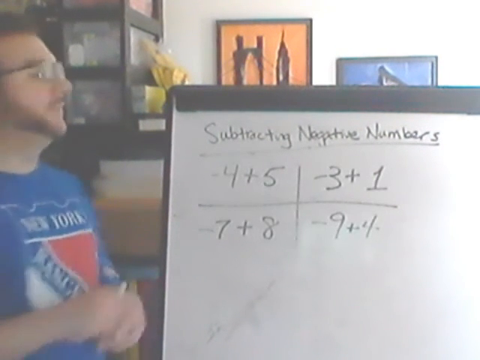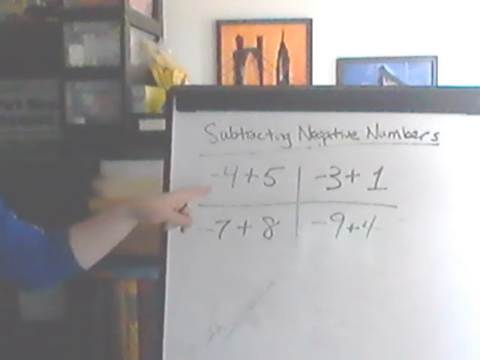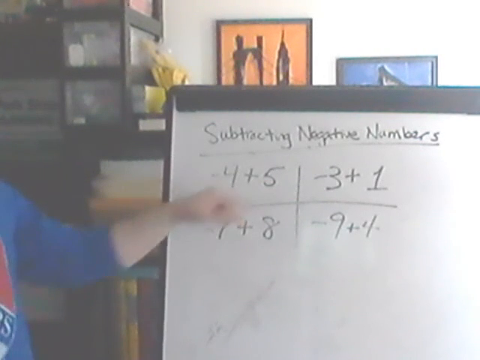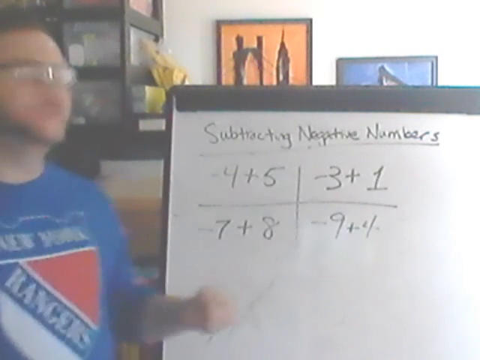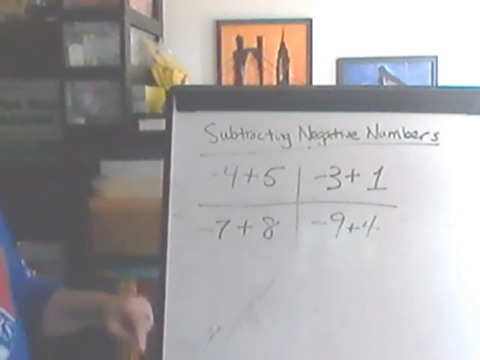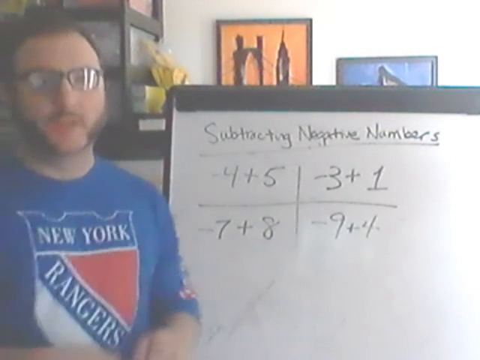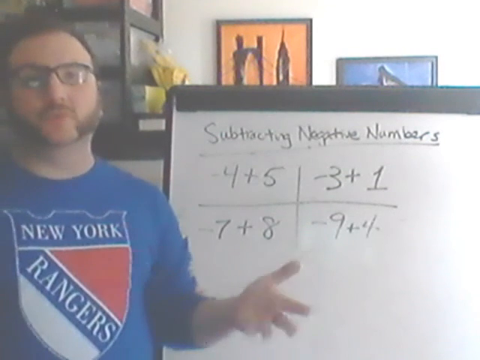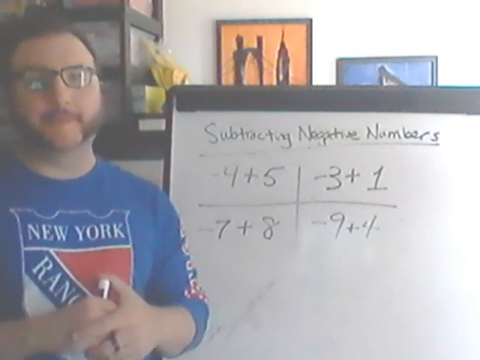Okay, here's the last set of independent practice problems. Notice now I have the negatives in the front. Negative 4 plus 5, negative 3 plus 1, negative 7 plus 8, and negative 9 plus 4. Try those on your own. Try the other ones on your own. Like I said, make the number line if you need to. Go back and look at your notes, okay?